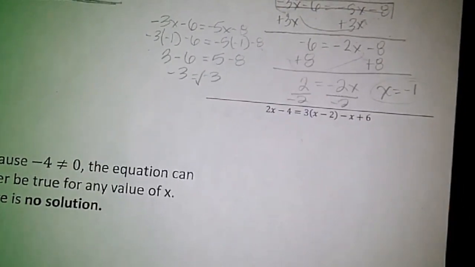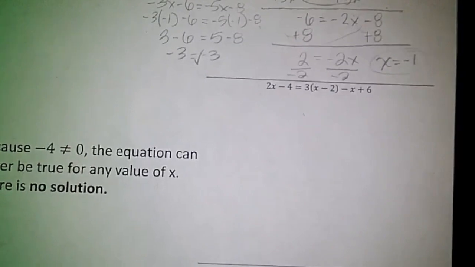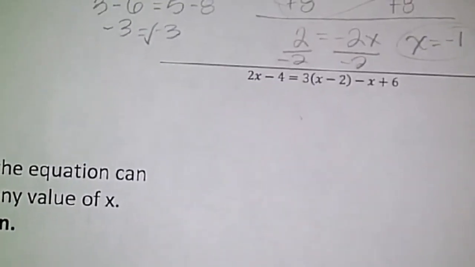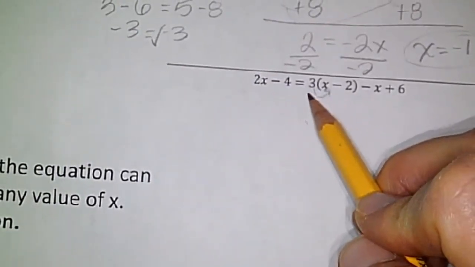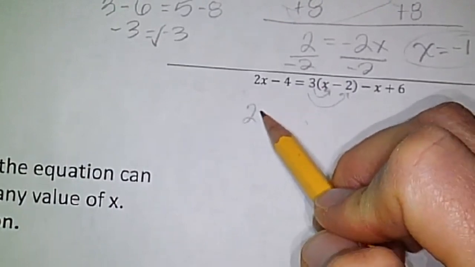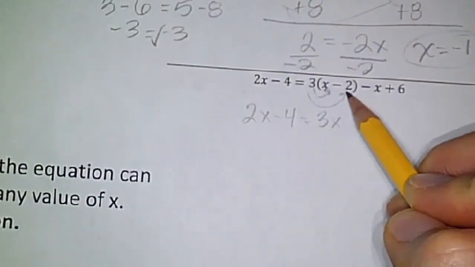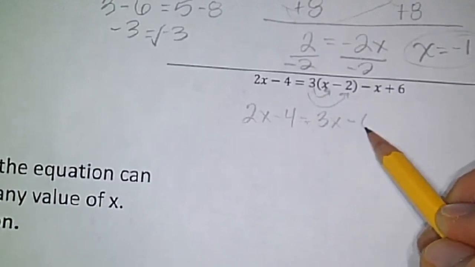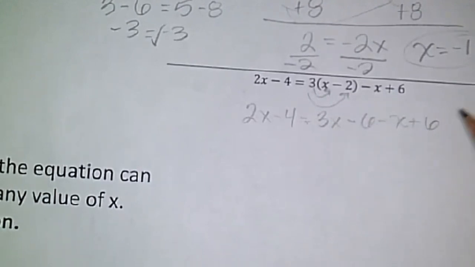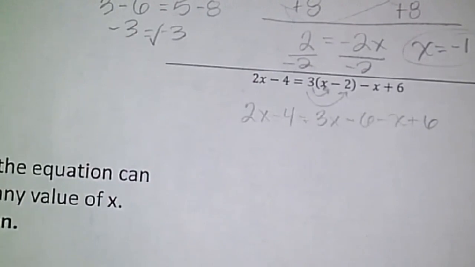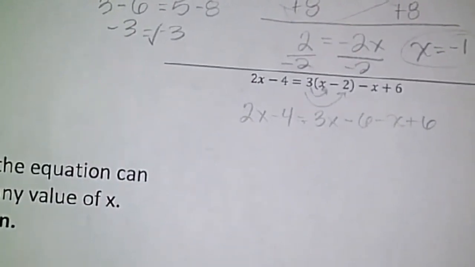So, first things first, what do we need to do? We need to distribute. We need to get rid of that parentheses. So we're going to multiply to each term inside the parentheses. 3 times x is 3x. 3 times negative 2 is negative 6. Are we done? What do we need to do? Combine our like terms.